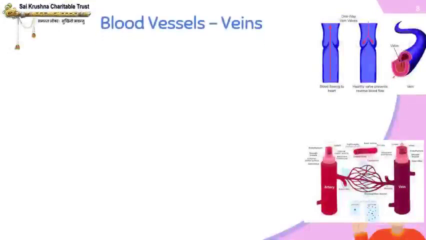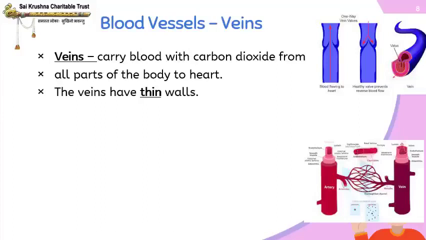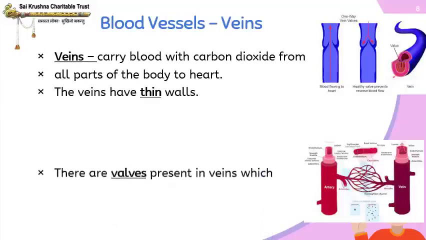Now veins are shown in blue color, but they are not actually blue in color. They are like any other muscles. What is the purpose of the veins? They carry blood with carbon dioxide from all the parts of the body to the heart. That is the purpose of the veins. They do the opposite of arteries.